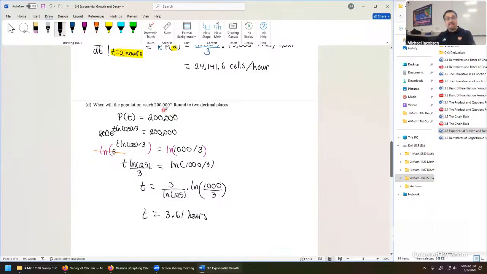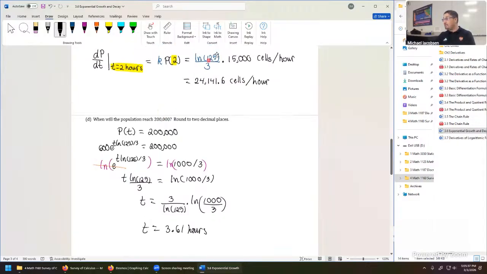The growth rate at that point is going to be pretty gigantic. It'll be 200,000 times the relative growth rate right here. Well, any questions at all, folks? Getting through part D.